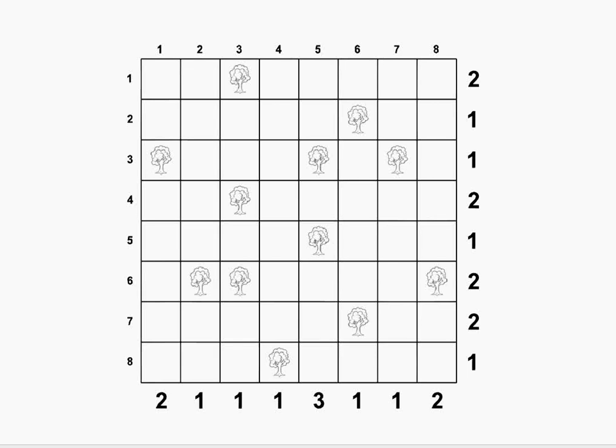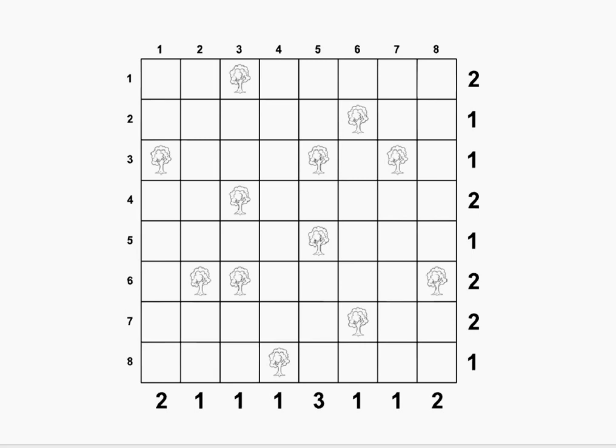Hello everyone, this is a 10 puzzle number 1 from Conceptis Puzzle. Let's see which cells are empty. An empty cell is a cell which is not in contact with a tree, even diagonally.